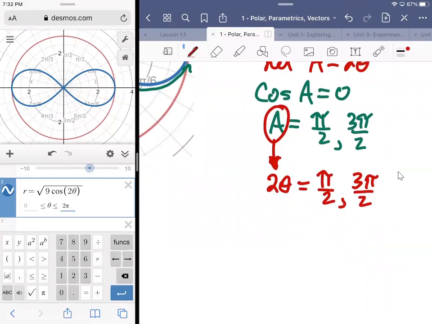I'm going to divide by 2 because we know that A is equivalent to 2 theta. So theta would have to be pi over 4, 3 pi over 4, and if need be, 5 pi over 4, 7 pi over 4, 9 pi over 4, and so on.